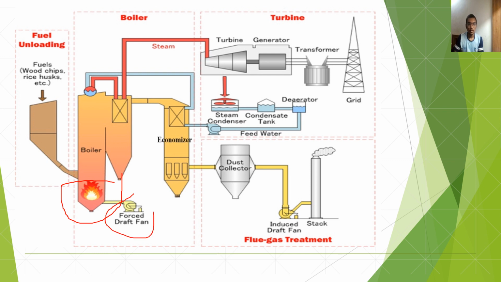This is the draft fan. The draft fan is responsible for creating and maintaining a controlled draft or airflow through a combustion system. It helps to regulate the combustion process by supplying the necessary amount of air for combustion and removing combustion gases from the system.